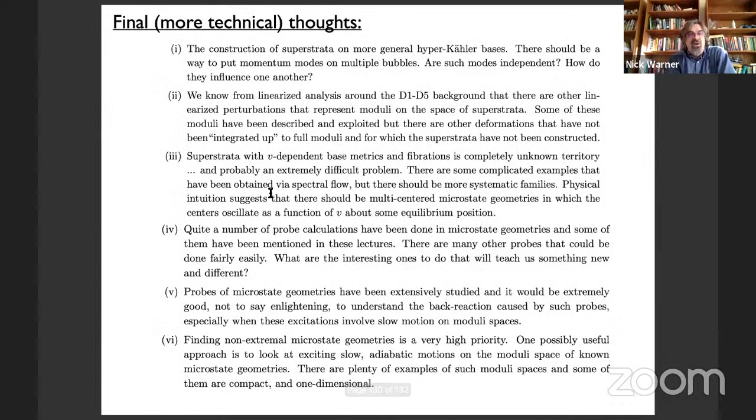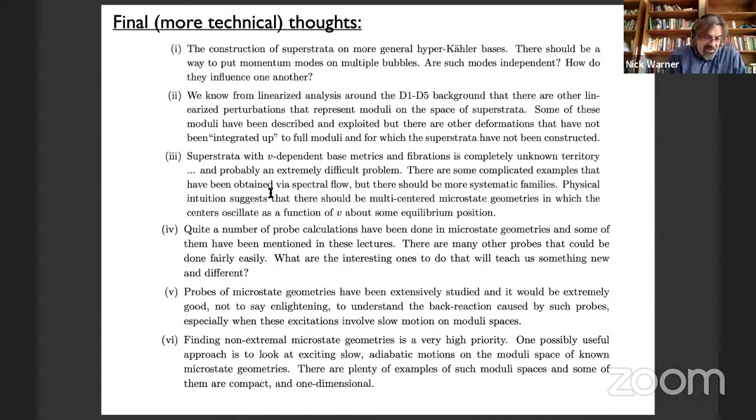I've got some more technical ones, which are things that can be addressed more directly. Construction of superstrata on hyperkähler bases in general. If you've got multi-bubble solutions, you can in principle put momentum waves on all of them. Do these modes interact? Do they influence each other? You've got bubble 1 and bubble 2. Can you put superstrata momentum modes on each of them independently?